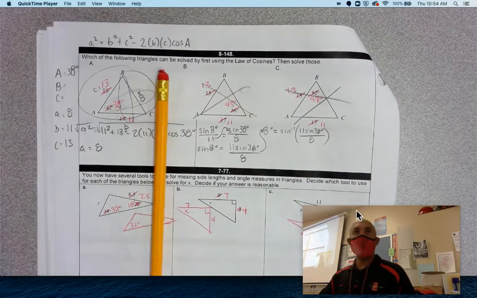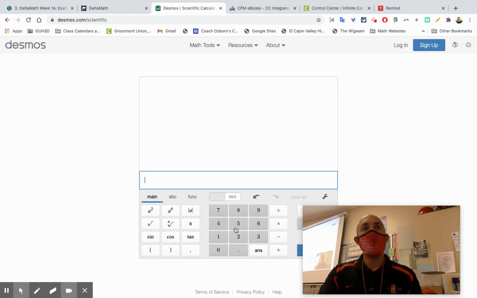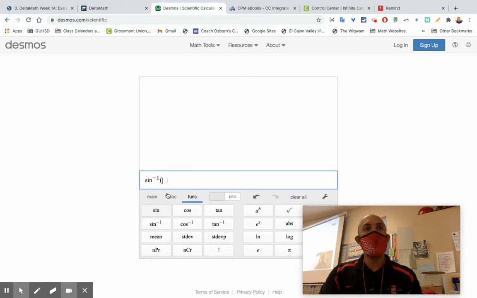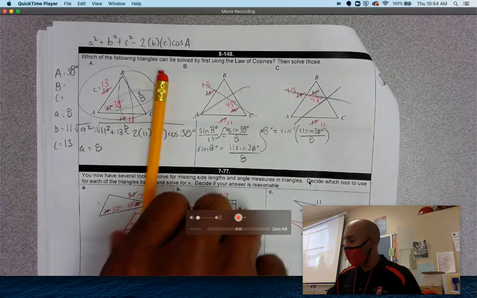All right, so let's plug all that in using Desmos. Let's clear all this out. Okay, so first let's type the sine inverse. Then I'm going to go back to main, click divide, so that I can get that fraction line, or rational line, whatever you want to call it. 11 times sine 38 divided by 8, and we get 57.8. So we'll round that to the nearest tenth, which is 57.8.